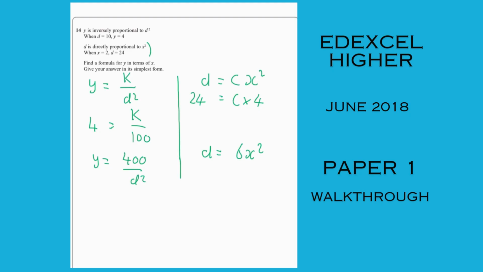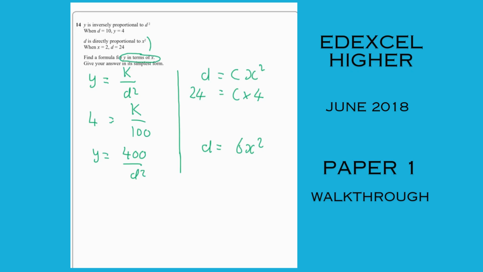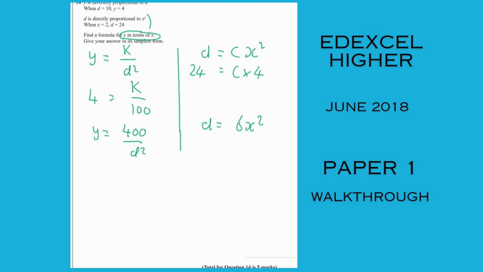Find a formula for Y in terms of x. Or to put it in another way, get rid of the D. So to get rid of the D, you need to replace this D with that. So 400 over, replace D with 6x squared.